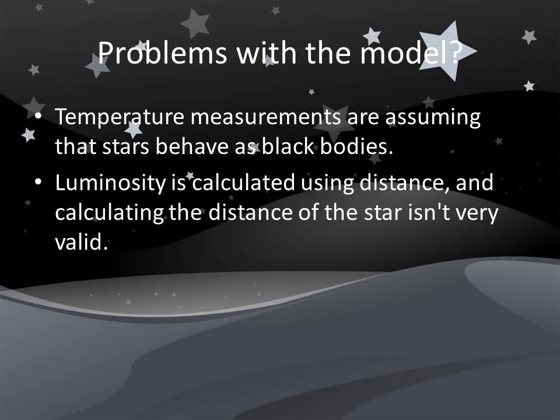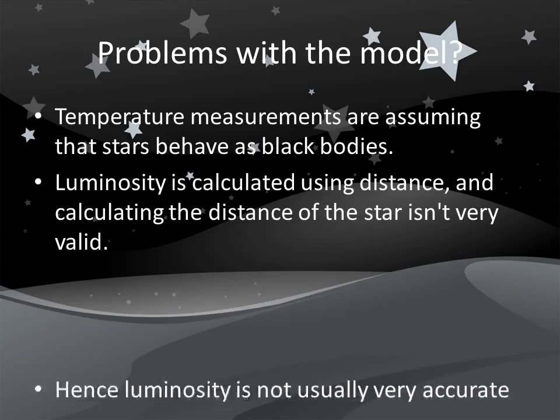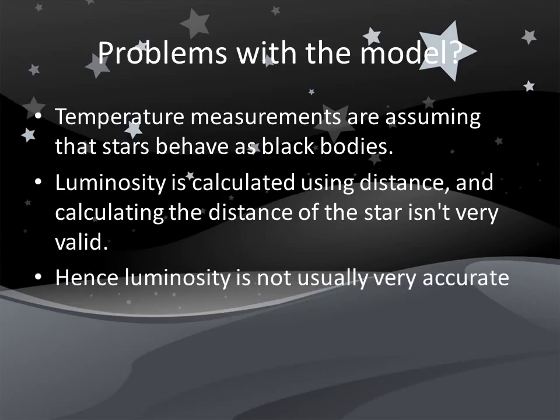There is no actual scientific method of calculating the distance of the stars to us that has been brought to the table yet. And the methods that do exist are not very valid and not really accurate, and that leads to luminosity being not very accurate. But the model may have some problems, but the trend there is undeniable.